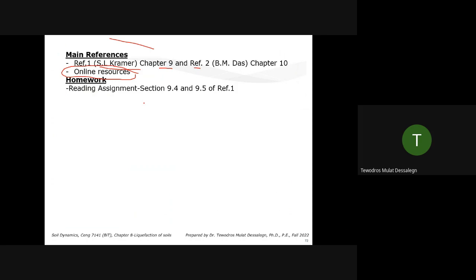So homework problem, reading assignment, sections 9.4 and 9.5 of reference 1. That's a reading assignment. Just scan through it. I don't expect you to submit anything, or I don't expect anything out of it for a test, usually, just for your own understanding.